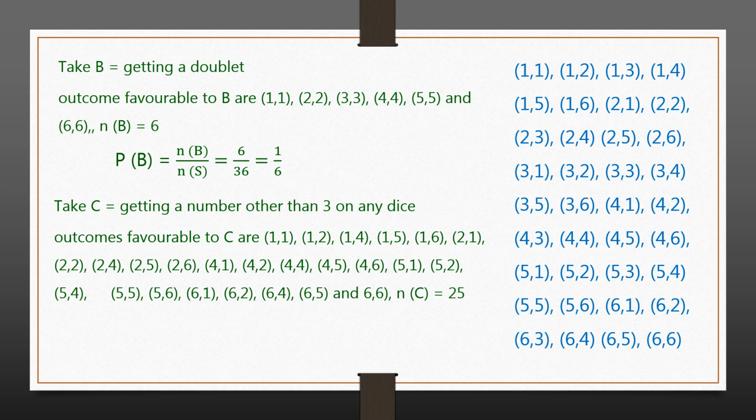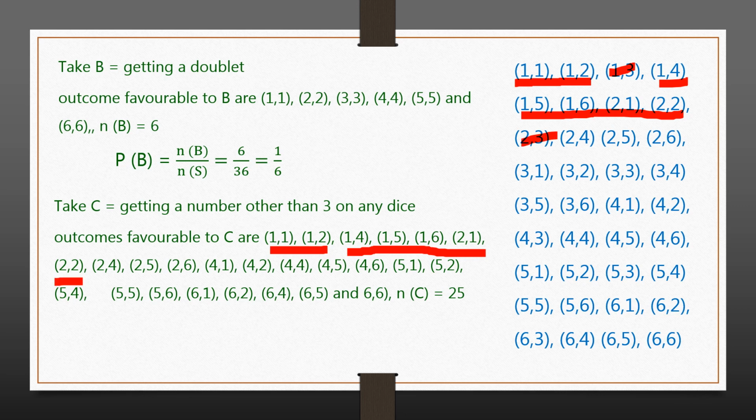Here, the outcome 1 1 is there. There is no 3 here. 1 1 is favorable to C, 1 2 is favorable to C. 1 3 is not favorable to C because 3 is there on the second die. Now 1 4, 1 5, 1 6, 2 1, 2 2 are also favorable to C because there is no 3 on any dice. Now 2 3 is not favorable to C because 3 is there on the second dice. 3 should not be there in any dice. Now 2 4, 2 5, 2 6 are favorable to C.